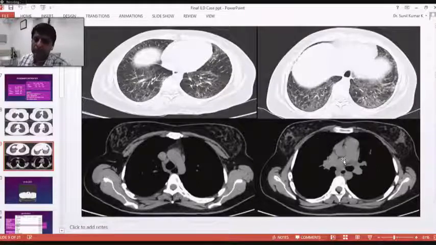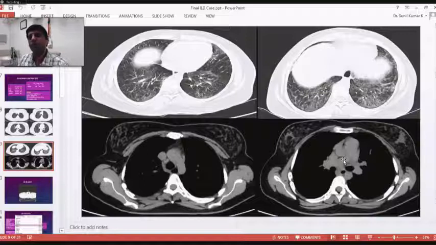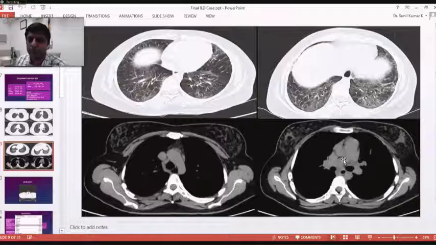Predominantly, the inflammatory changes were more in the anterior and the lateral segments as compared to the posterior segment, which is self-explanatory with the CT scan also. The fibrosis was also more in the posterior basal segments as compared to the lateral and anterior segments of the lower lobes. Right, thank you.